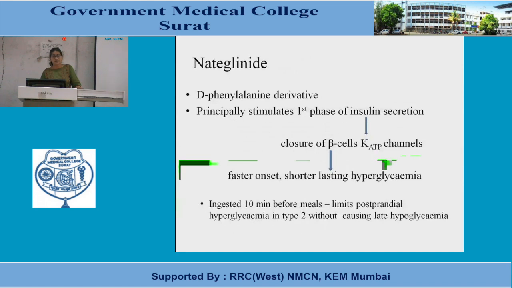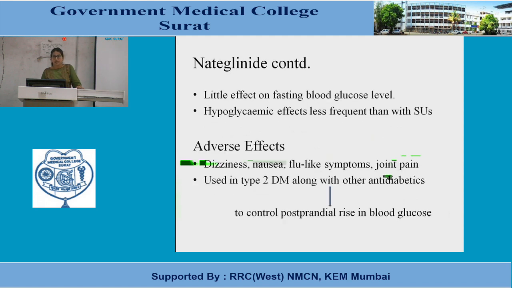Another drug from this group of phenylalanine derivatives is nateglinide. This again principally stimulates the first phase of insulin secretion. Same mechanism of action, closure of the beta cell potassium ATP channel. It has an even faster onset and shorter-lasting action. This is ingested only 10 minutes before meals and limits postprandial hyperglycemia without causing any late hypoglycemia. It has little effect on fasting blood glucose level. That is, if the patient has not taken anything, then it will not lower the blood glucose. Hypoglycemic effect is less frequent than with the sulfonylureas.